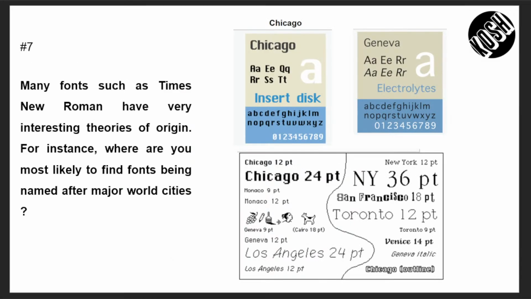Since the last question was based on a font, the next question will start with a font. Many fonts such as Times New Roman have very interesting theories of origin. For instance, where are you most likely to find fonts being named after major world cities? Here you can see a font named Chicago, then there is Geneva, and then there is a compilation of all those fonts: Chicago, Monaco, Geneva, Cairo, Los Angeles, New York, San Francisco, Toronto, Venice, and then Geneva italics and Chicago outline.